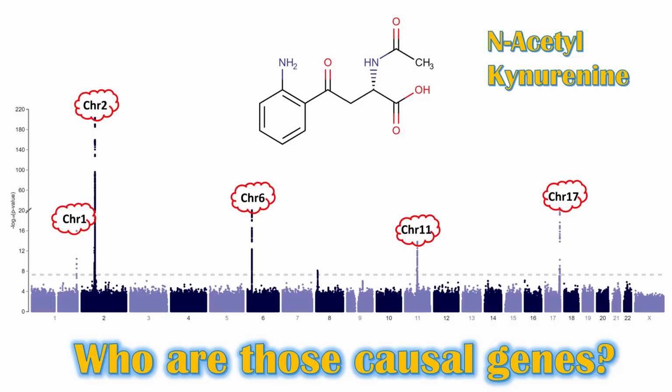There's the structure of N-acetylkynurenine. This part up here is the N-acetyl group. This part down here is the kynurenine group. We have these 5 strong associations with it. This is the Manhattan plot. Again, you can go to the website and look at this in more detail.